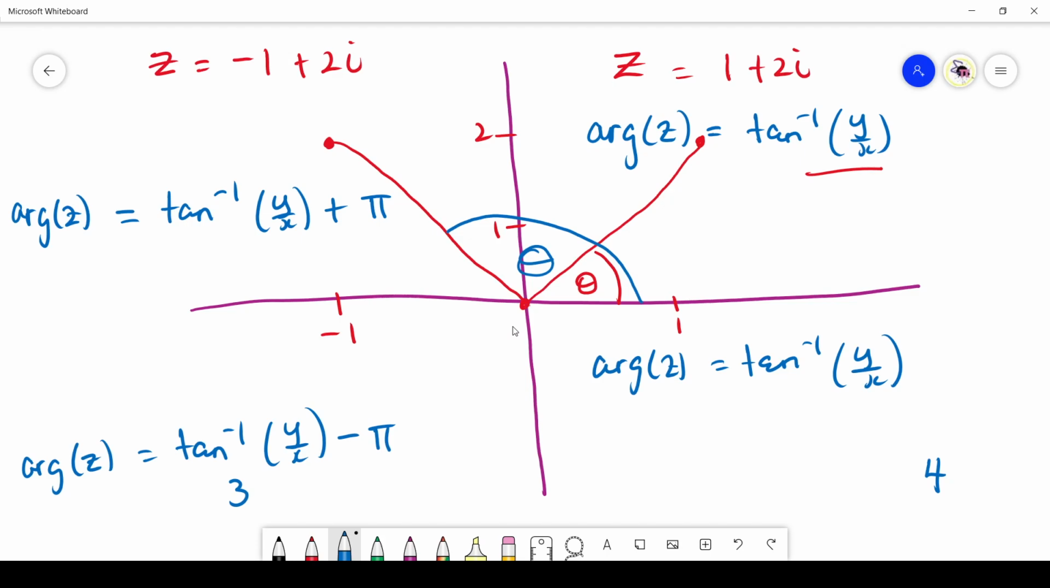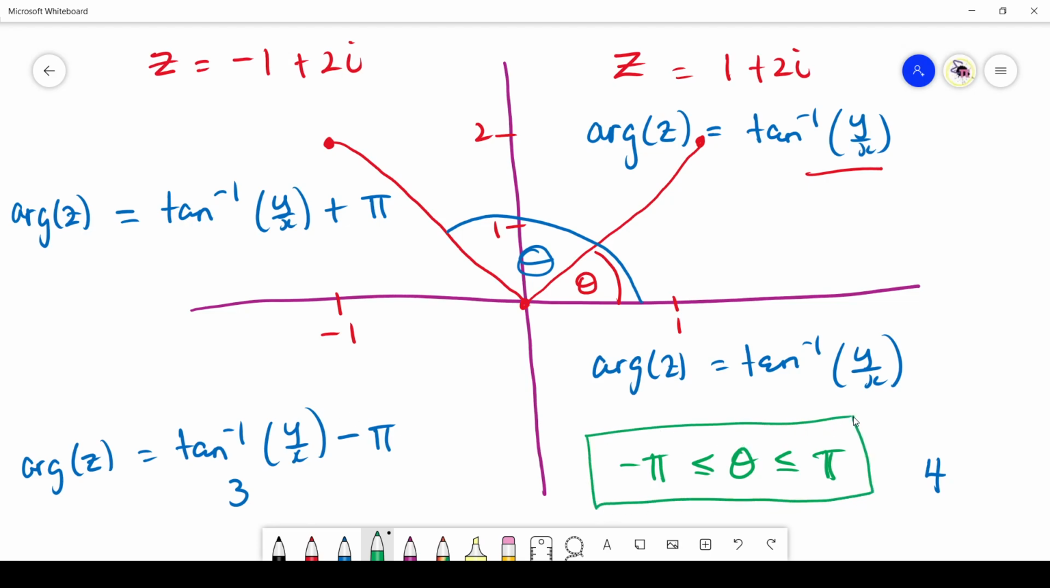Now, that's fine. But the thing is, when it comes to complex numbers, the value of theta is supposed to lie between -pi and pi. So when you have complex numbers that fall in the second or third quadrant, the value sometimes can be not within this range. To account for that, we simply add pi. We add pi to make sure that our principal argument of z lies in the range it's supposed to lie in.